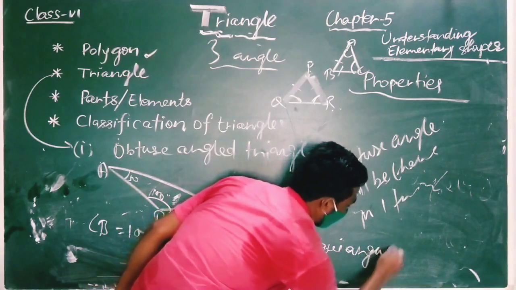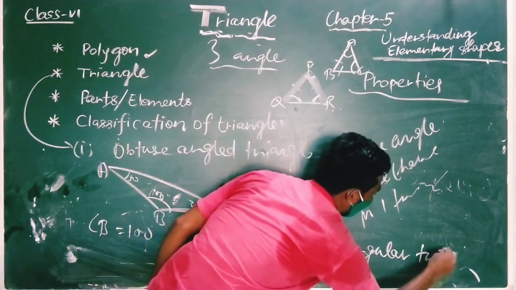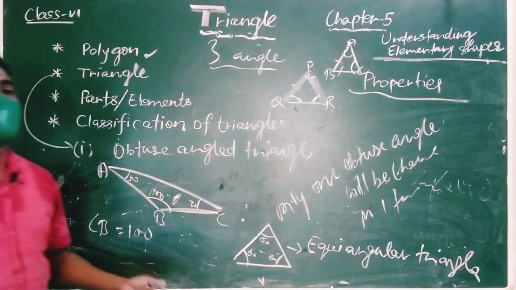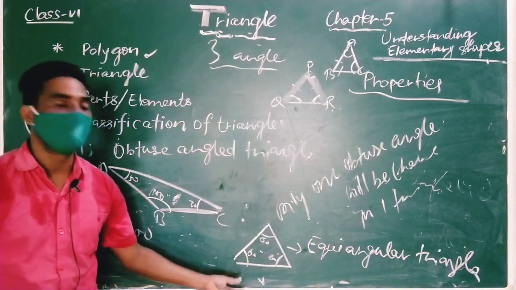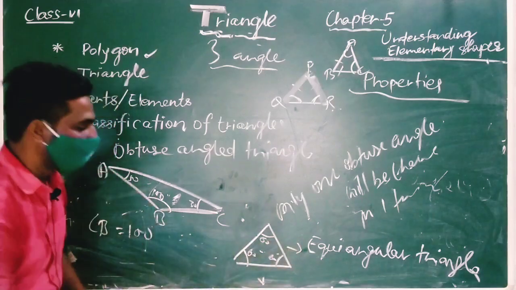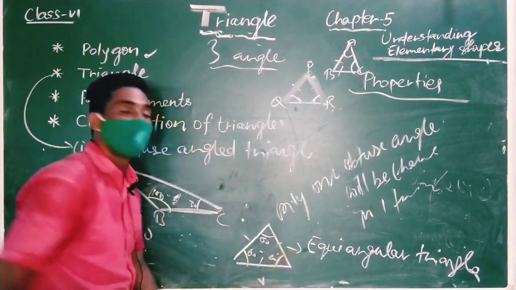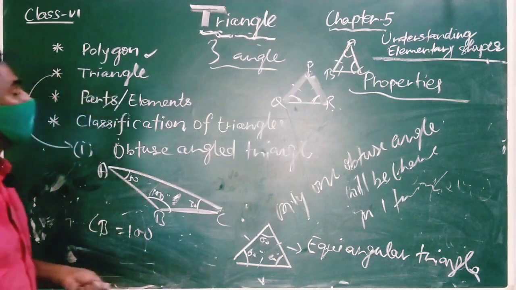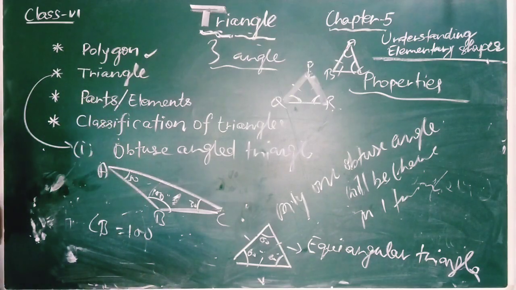Equiangular triangle. Equiangular triangle means what? A triangle having all angles, or each angle, equal is called equiangular triangle. And obviously all sides will be also equal if it is equiangular triangle. So these were the parts of triangle which I had to discuss.